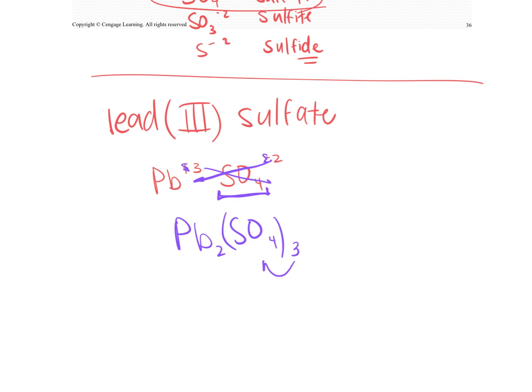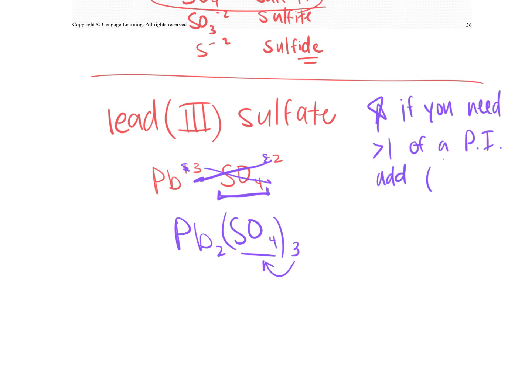Does that kind of make sense? So if you ever need more than one of a polyatomic ion, you put the parentheses. So you might want to make a little note of that, okay? The rule is if you need more than one of a polyatomic ion, add parentheses.